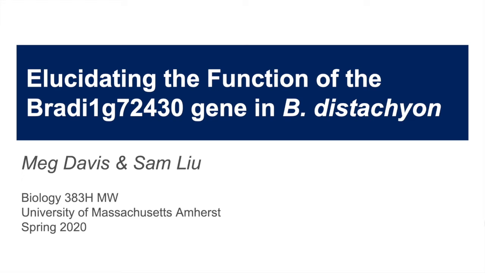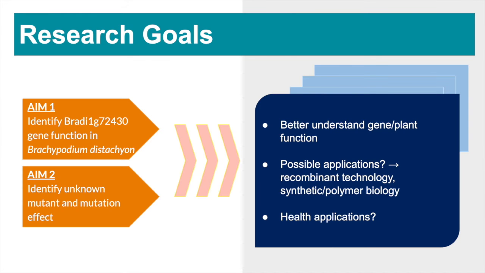Hello, we're Team Lad, and today we'll be presenting our study conducted throughout the semester elucidating the function of the Bradi1g72430 gene in the plant Brachypodium distachyon. Our two main research goals of this investigation are to first identify the function of the gene, and secondly, identify the unknown mutant and effect of that mutation.